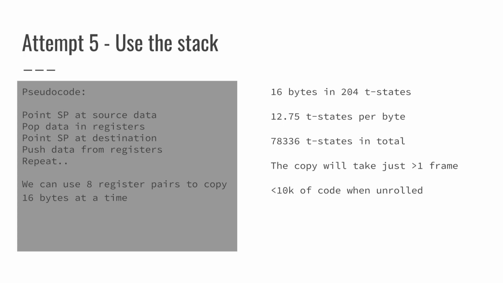16 bytes of data copied in 204 T-states. That works out as 12.75 T-states per byte. That's going to take us 78,000. We're still over our target, just over a frame, and we're using about 10K of code. It's kind of workable. We can work with that.